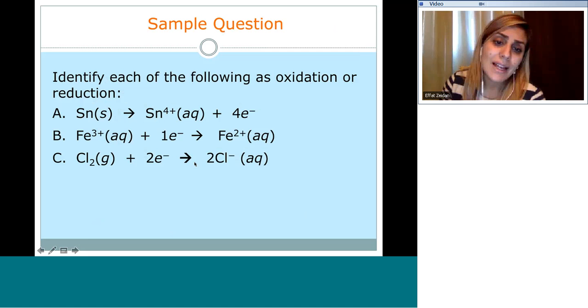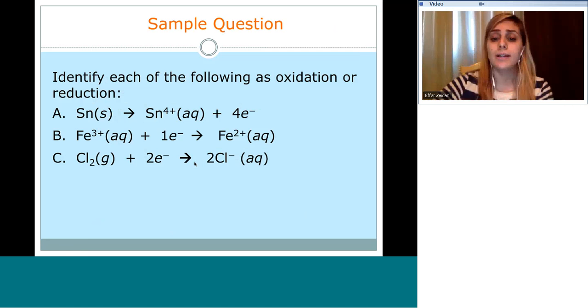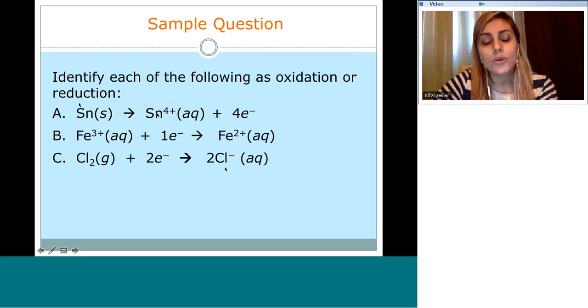So we have Sn giving us Sn4+ plus 4 electrons. So you can see that this is losing 4 electrons to give us this ion plus 4 electrons. Loss of electrons is an oxidation reaction.